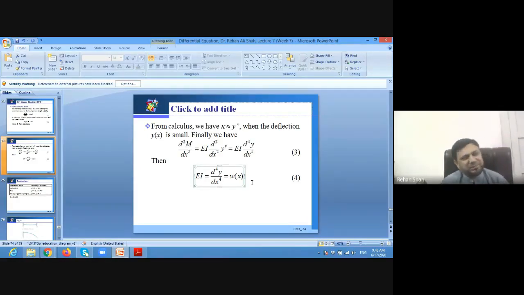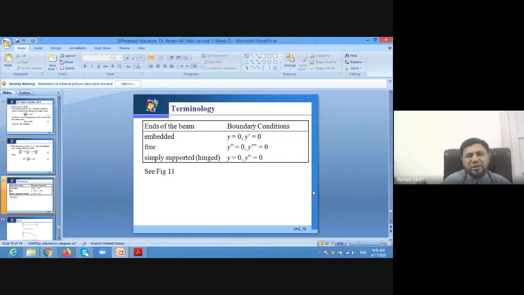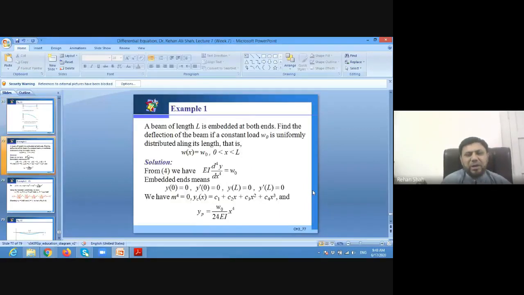So now this becomes a fourth order differential equation. Now the procedure is how to solve this and the remaining things. So now let's see, this is an example. A beam of length L is embedded at both ends.